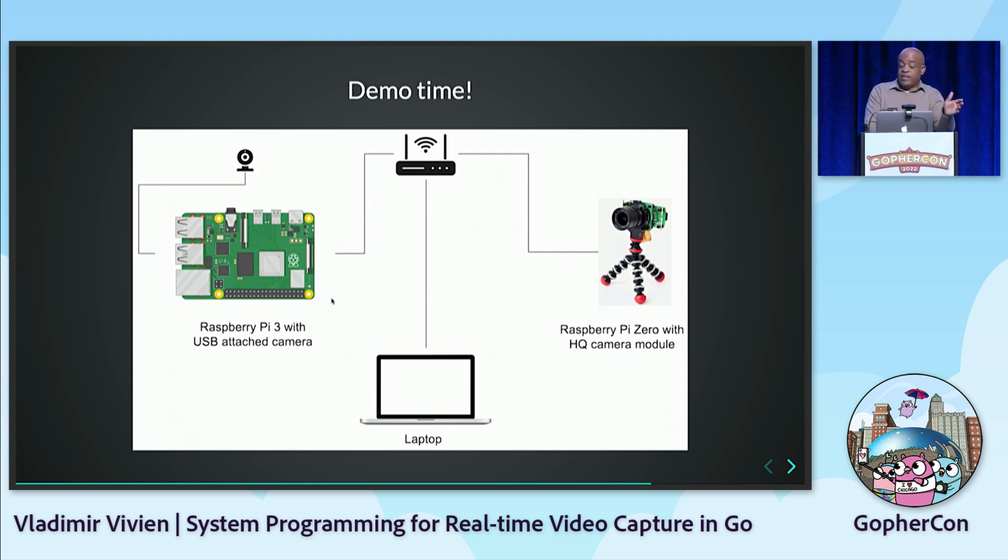But this one works fine. It's a 32-bit and it works just fine. And down here is the original Raspberry Pi 0 with the HQ camera attached to it. Now, GopherVL, or Video for Linux, works for any Linux, really. I wanted to bring something I can carry around so I can demo this, but it will work on any Linux. So I wanted to point that out.